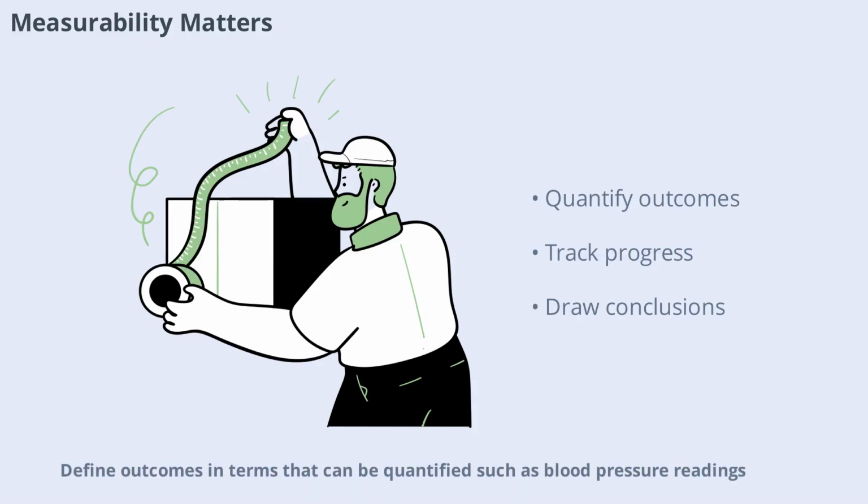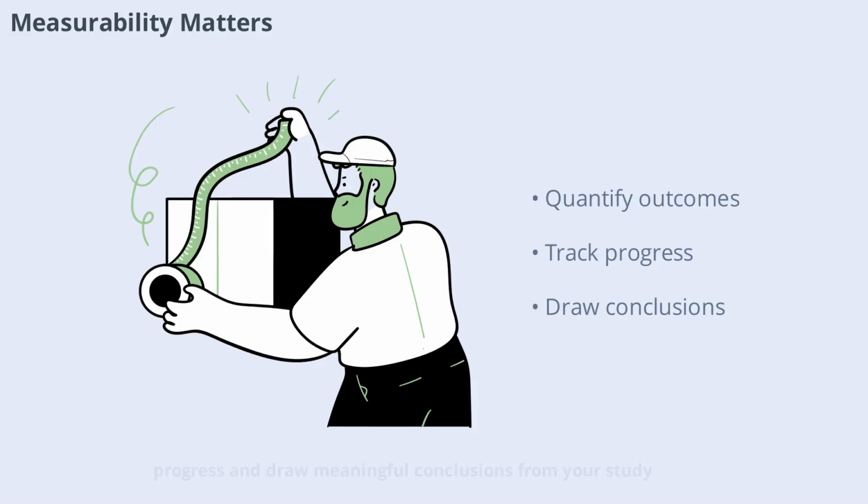A measurable research question allows you to collect and analyze data effectively. Define outcomes in terms that can be quantified, such as blood pressure readings, cholesterol levels, or patient satisfaction scores. Measurable questions make it easier to track progress and draw meaningful conclusions from your study.